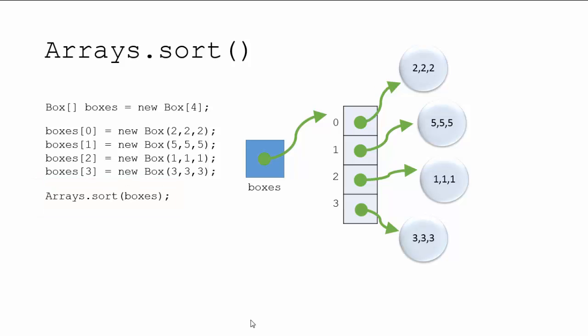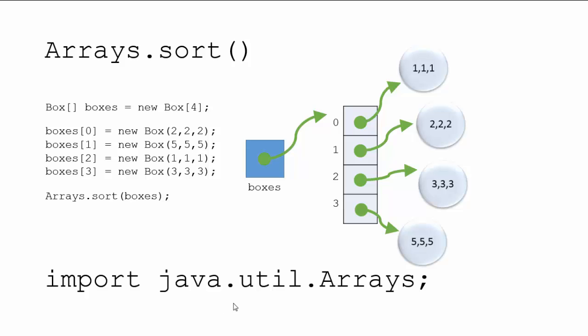This method will sort the array based on the implementation in the compareTo method. Notice that the sort method changes the order of the objects in the boxes array. It doesn't create a new boxes array. It just sorts the objects already in there. So now our boxes array is sorted based on the volume of the box object.